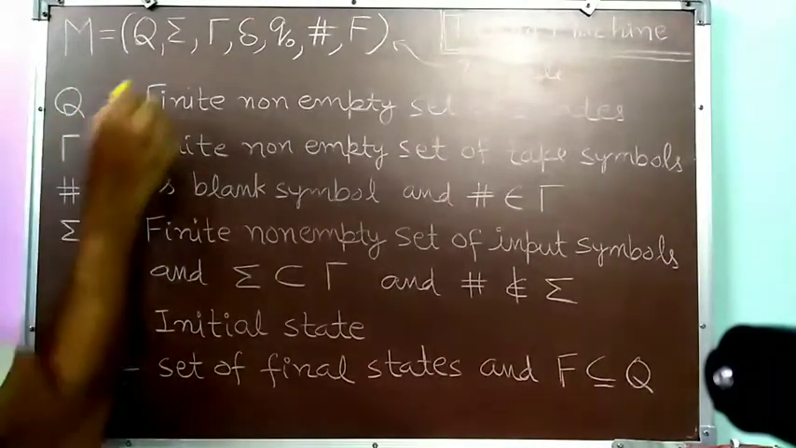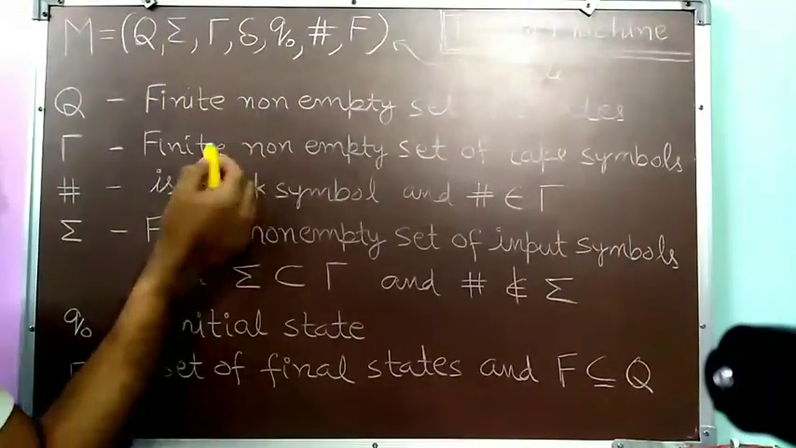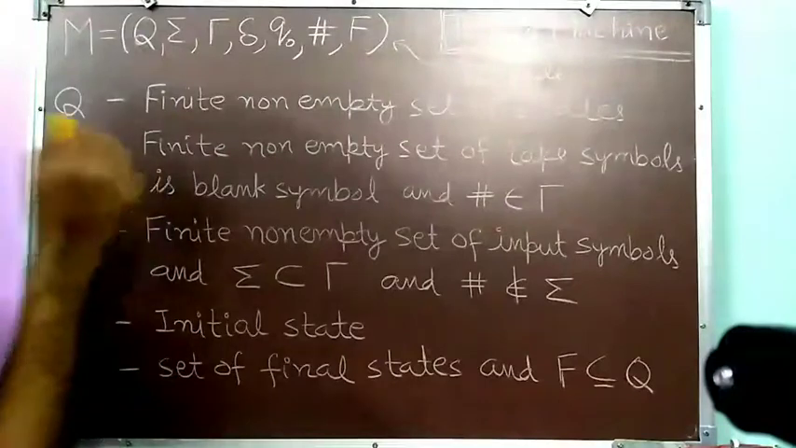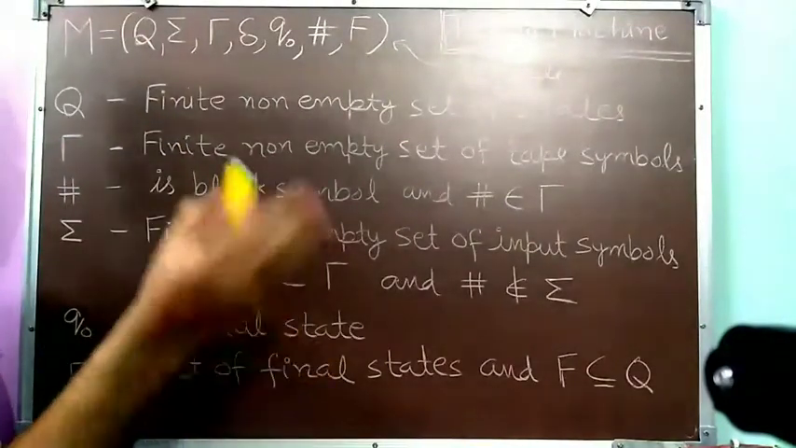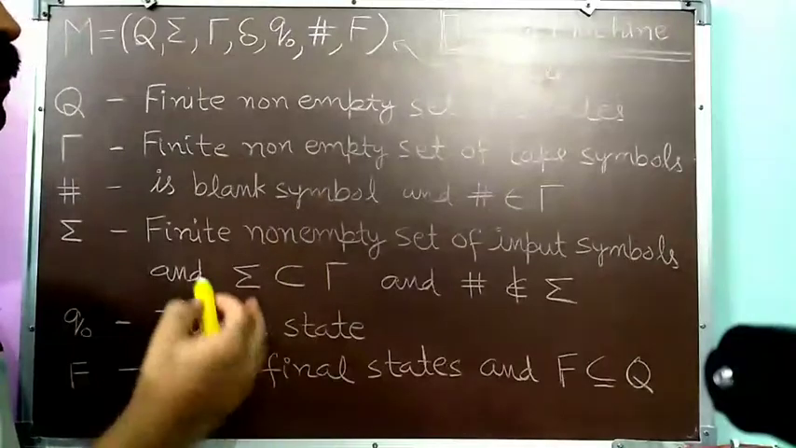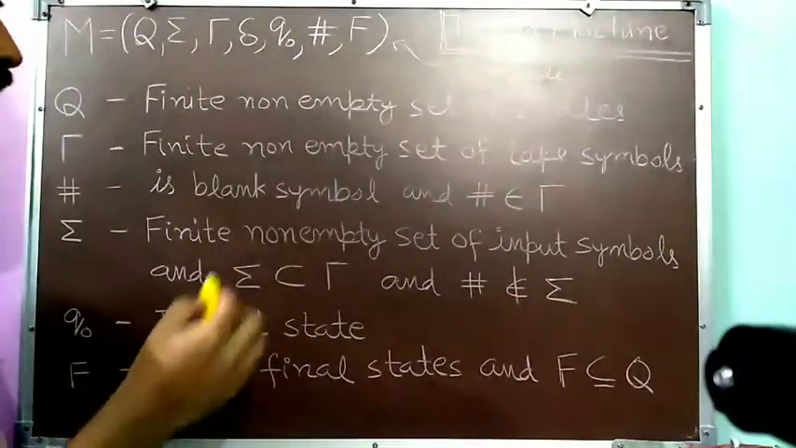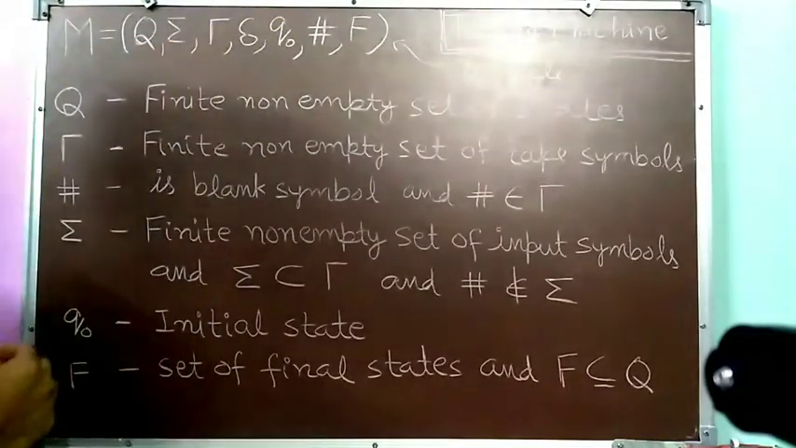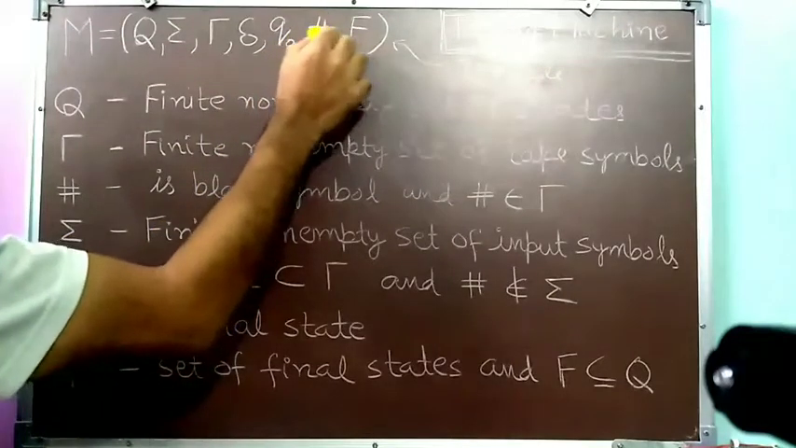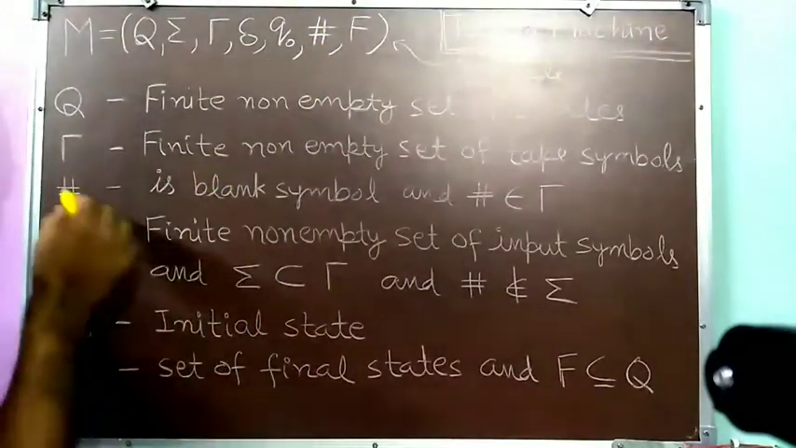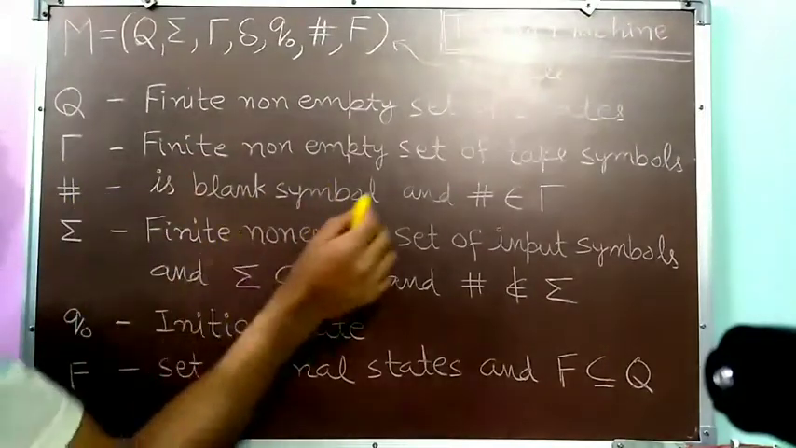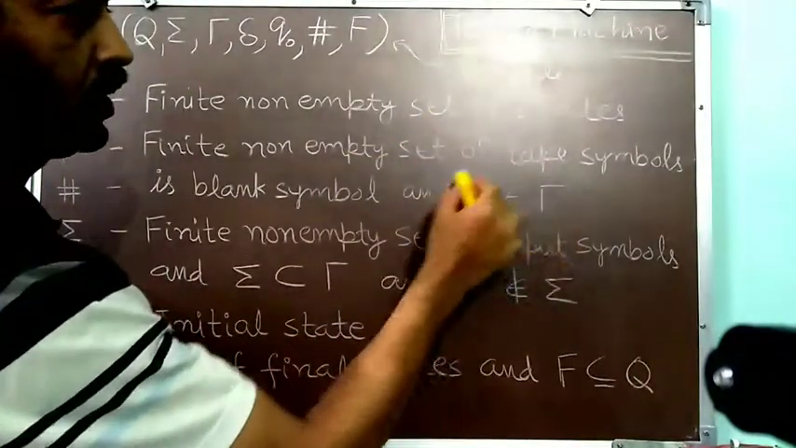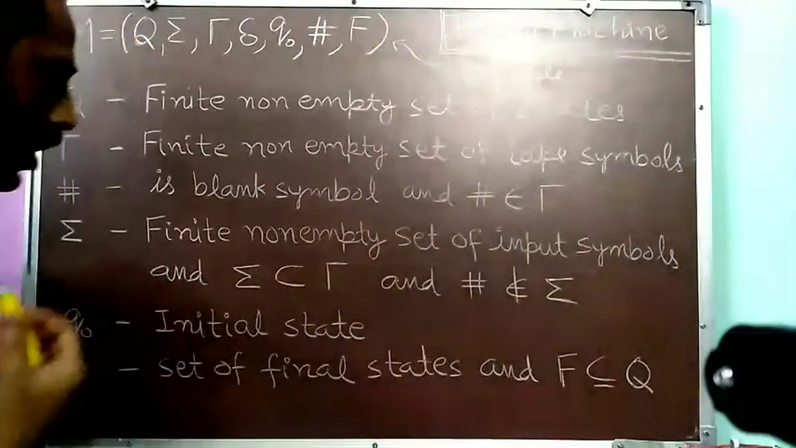Then τ. This τ is again a finite non-empty set of tape symbols. It consists of all the symbols which we can store in a cell of our tape. Whatsoever we can store over the tape will come in the set of tape symbols, that will be the part of τ. Then this hash, we have already defined that it is a blank symbol. So hash is a blank symbol, and this belongs to τ because we can store it over the tape. So it is one of the tape symbols. So hash belongs to τ.